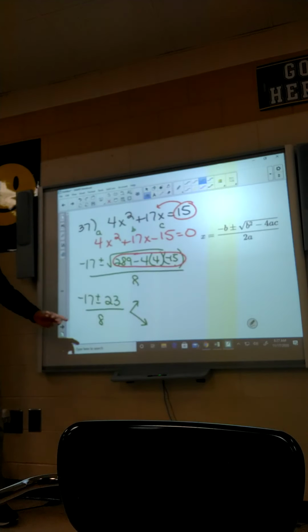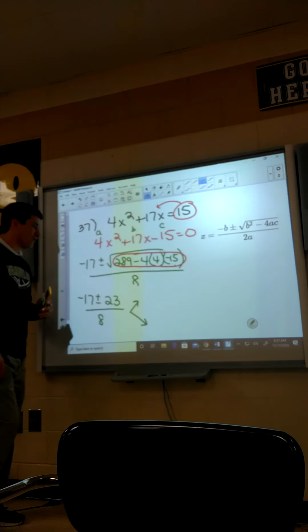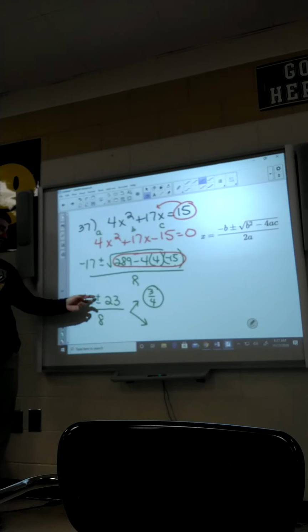All right, now, Caden, you see where it's got a plus and a minus? Let's do the plus first. Negative 17 plus 23 on top. Just type it in. And on bottom, put 8. It equals, I got 3 over 4 for my first answer. All right, so Landis, you want to guess how we find the second answer? To find the first answer, I use a plus sign.